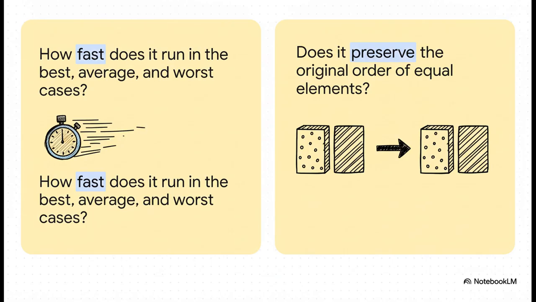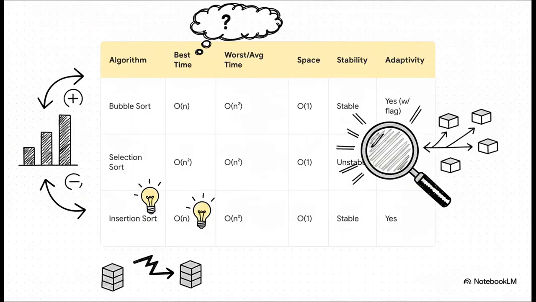So for example, if you sort a list of people by city, a stable sort is not going to mess up the original alphabetical order of all the people from the same city. And believe me, that can be a really important property. Okay, this table lays it all out. Let's just walk through it together.